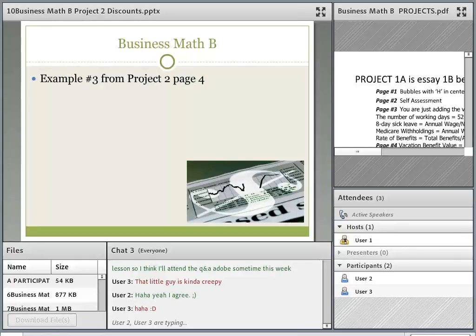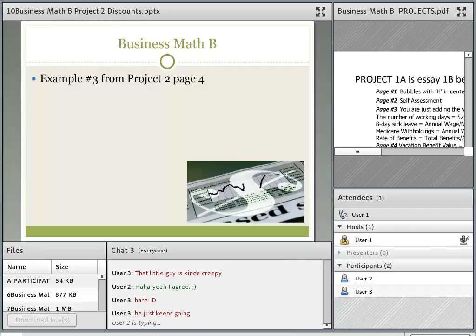Okay, on example 3, again, this is from project 2, page 4. Did you have any questions this far? Anyone have any questions?